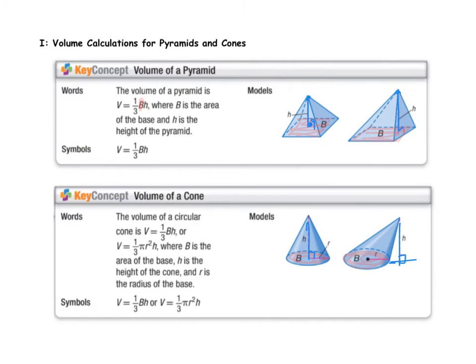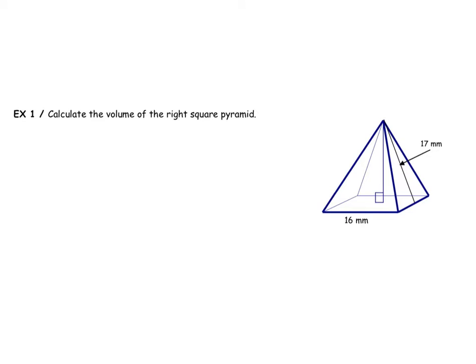Note that again we have this special formula for the cone where we replace the big B with pi r squared, because that's just the area formula for a circle. So let's try some examples.